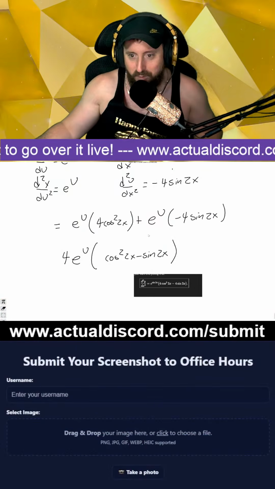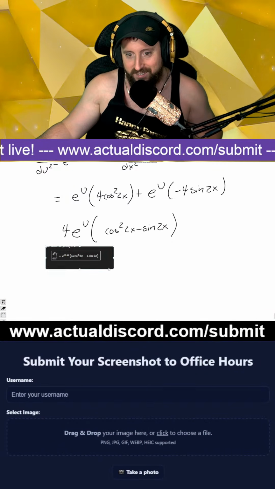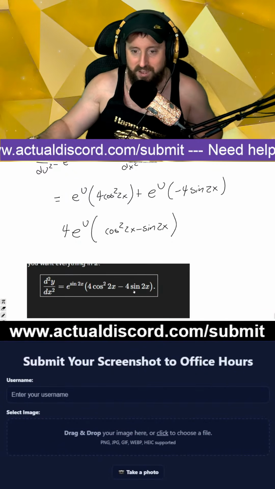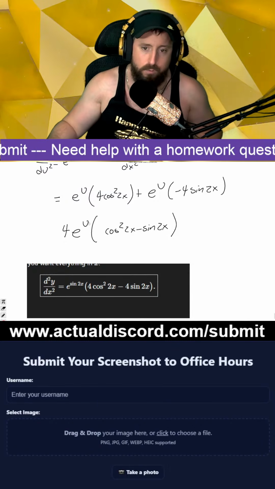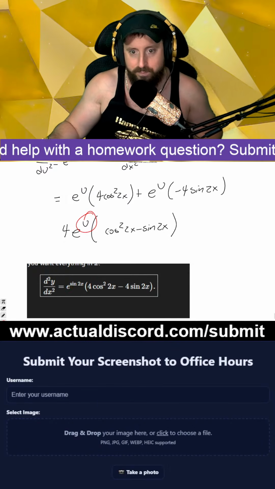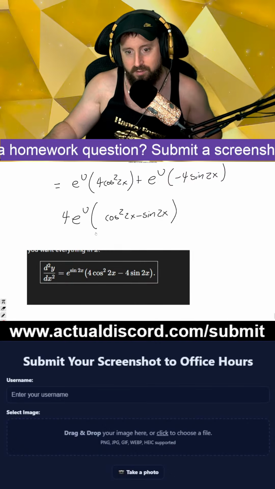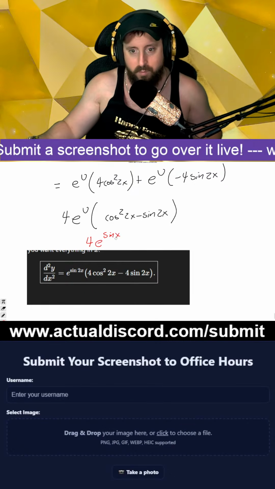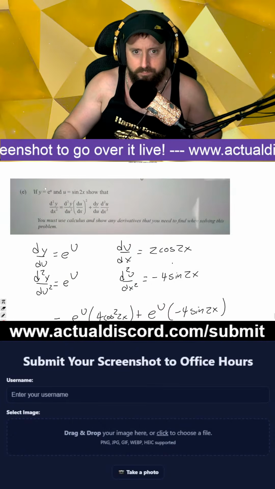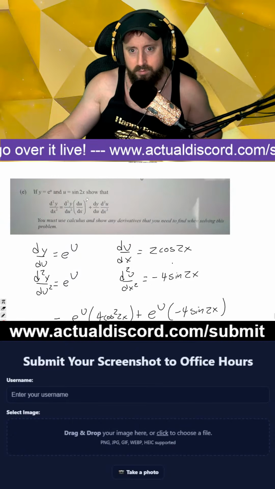Yeah, but there is one more thing we got to do, right? I have to replace u. This is why AI is useful. It finds little small mistakes, right? u is sine 2x. So this is 4e to the sine 2x, right? Remember that u is equal to this.